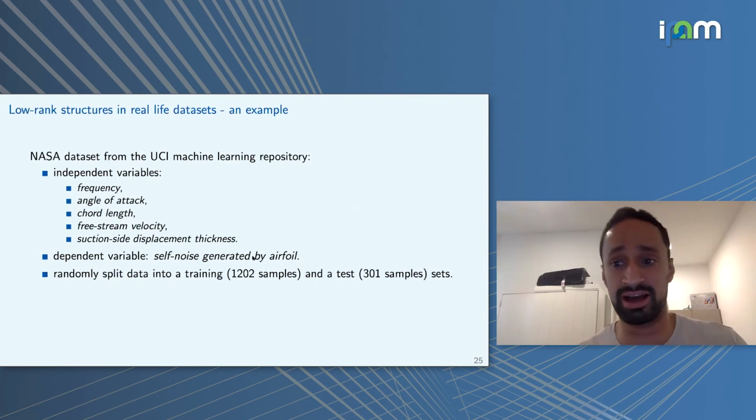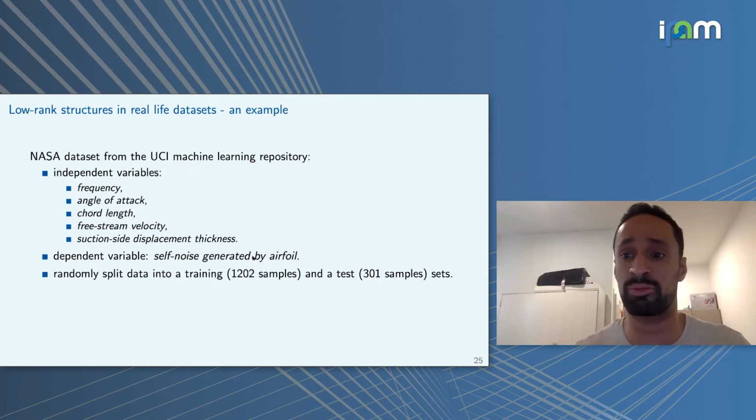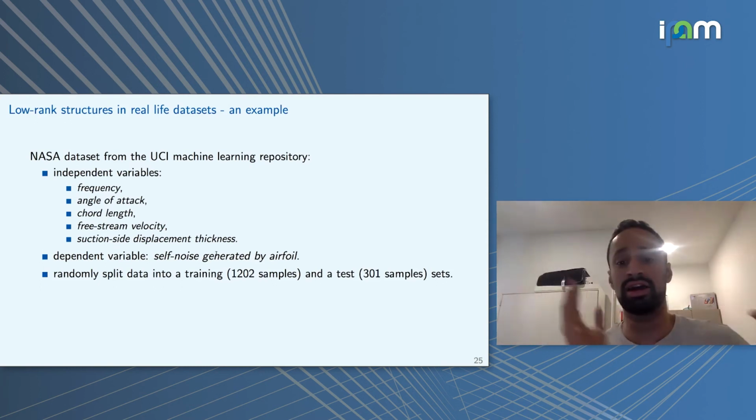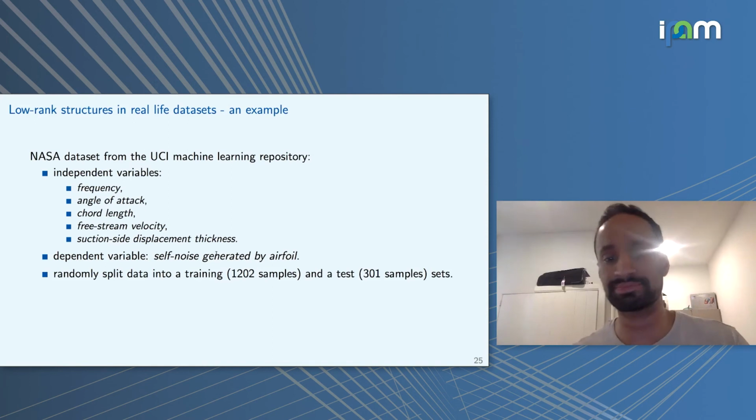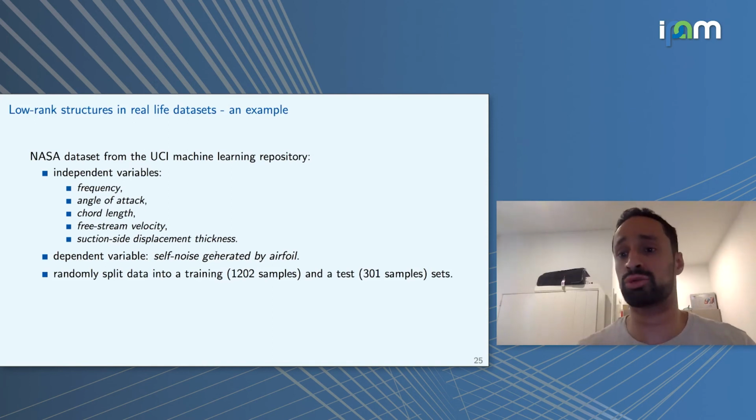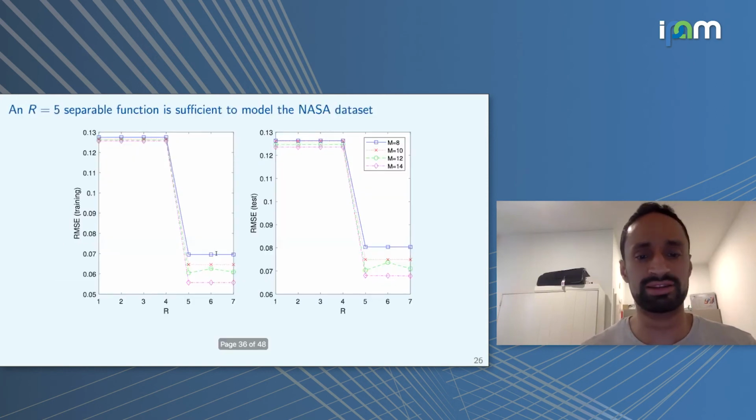So the next example is not really related to comparing Chebyshev with splines, but it's to apply our method to an actual practical problem. So here we took this NASA data set from the UCI machine learning repository. And this data set tries to model the noise generated by an airflow given some variables. And what we did was we split the data set into a training data set and a test data set. And then we applied our method to see what we get. And this is what we got.